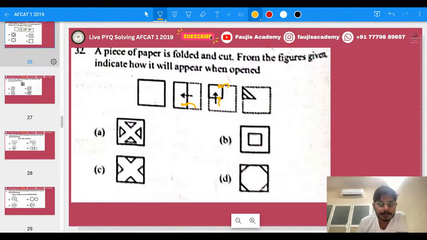Okay. See, if you open this one, there is already over here, it's like this. Will we have something like this over here? If we open it over here, we'll have something like this, then something like this over here. So which option will we go ahead with? C. Yes, absolutely. 32, C will be the answer.